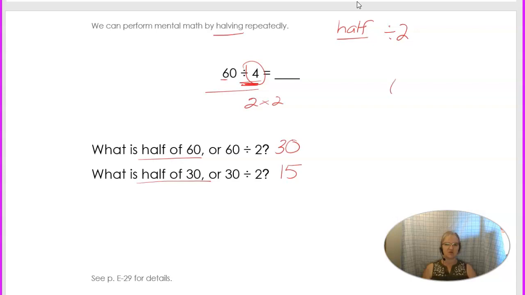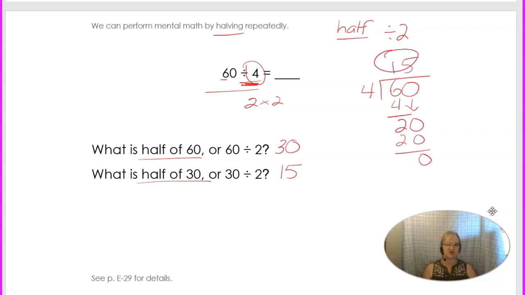And let's work it out the long way, just to make sure that it's correct. 6 divided by 4 would be 1. 4 times 1 is 4. 6 minus 4 is 2. Bring down the 0. 20 divided by 4 is 5. 5 times 4 is 20. And 20 minus 20 is 0. So there is our answer. 60 divided by 4 is 15. So this method actually works, but this is only for when we're dividing by 4.